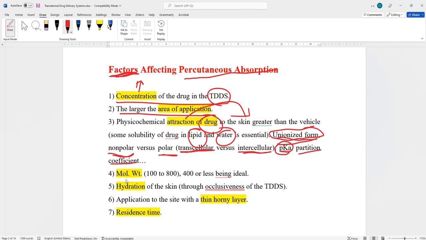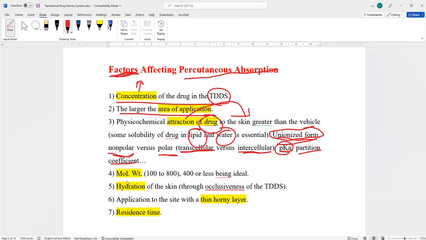So what is the good thing? The good thing is a molecular weight between 100 and 800. The ideal thing is to have a molecular weight less than 400. As you go above 400, the chance for the drug to be absorbed therapeutically will be less. Another thing which will affect absorption is hydration of the skin.